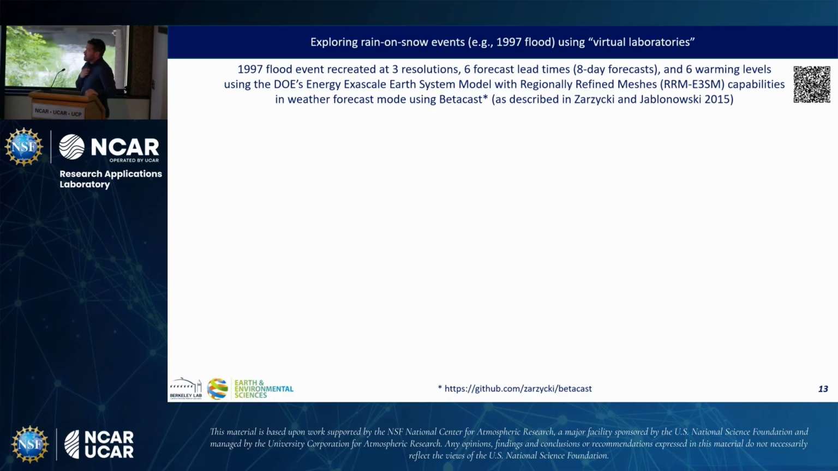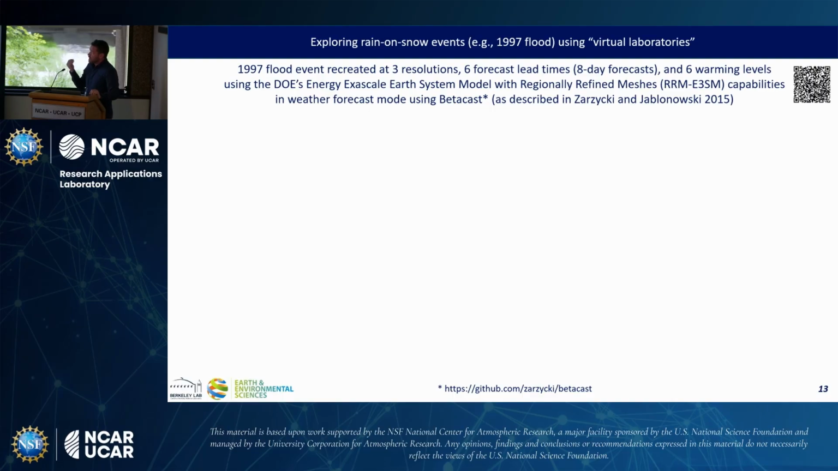And so what we can do is recreate this event with 3 different resolutions, so different regionally refined mesh patches at 14 kilometer, 7 kilometer, 3.5 kilometer. So we can identify the necessary and sufficient resolution to represent different flood drivers during that event. We then use the model kind of like a forecasting tool, like a weather model, which is not necessarily what it's designed to do, but you would start it with an initial condition at different lead times, so 4 days out, 3 days out, 2 days out, 1 day out from the actual flood event. So we created 6 forecast lead times with those 3 different resolutions.